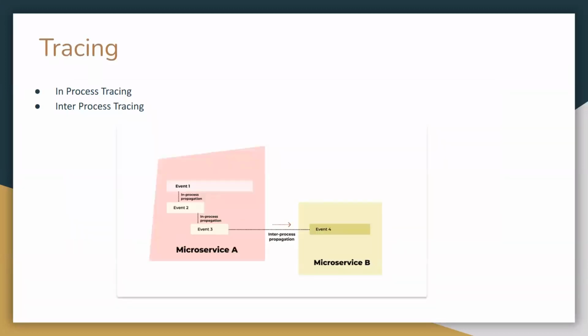The second part is about tracing. Normally, tracing is categorized in two parts: in-process tracing and inter-process tracing.